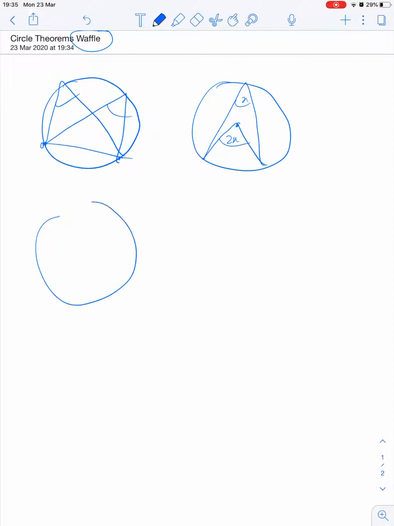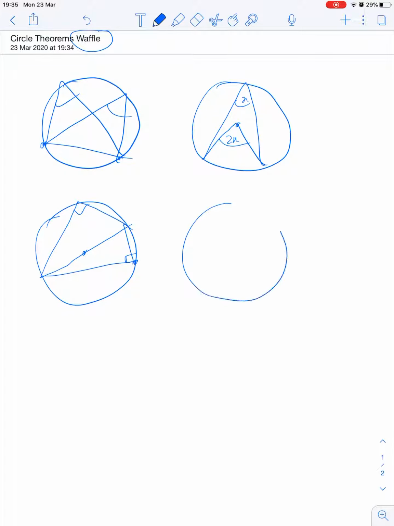You've realised that if the line passes through the centre, not like that line, let's try again, then you always get a right angle. Doesn't matter where it is, you always get a right angle, as long as you're touching the edge of the circle.